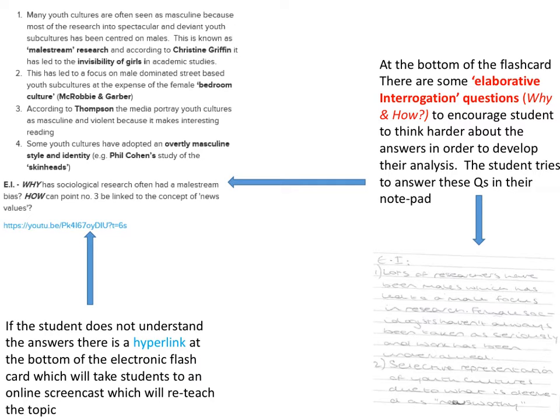And what I get students to do again in their notepad is to try to answer these elaborative interrogation questions in order to develop their analysis of the answers that they're trying to learn. The other thing that students will find at the bottom of the electronic flashcard is a hyperlink. So if the student doesn't understand the answers that they're trying to memorize, what this hyperlink does is it takes them to an online screencast which will reteach the topic that they're still struggling with.